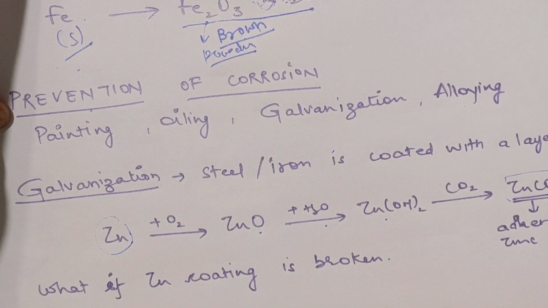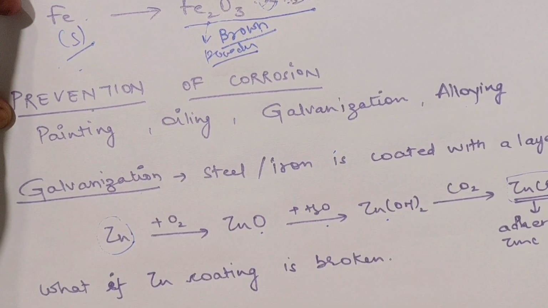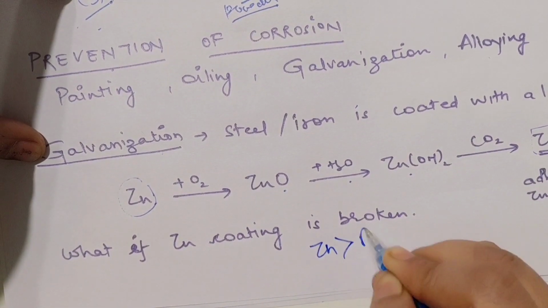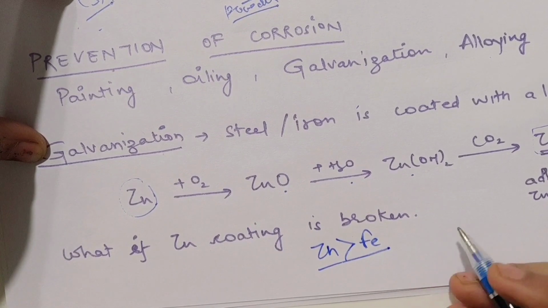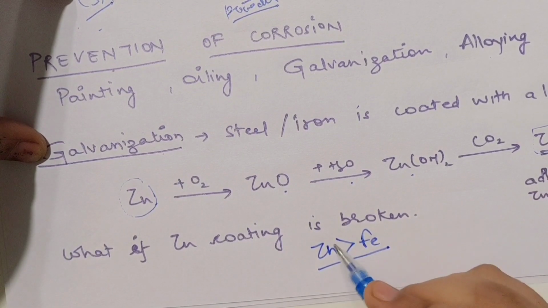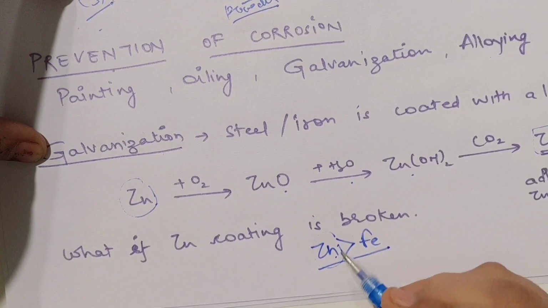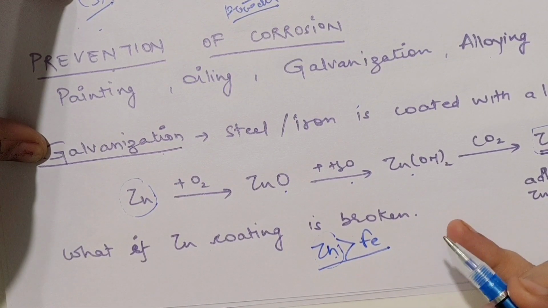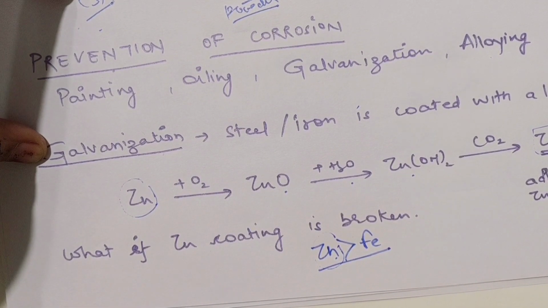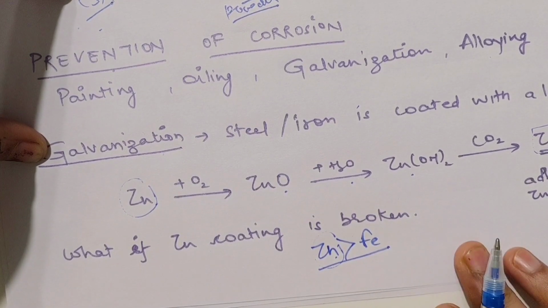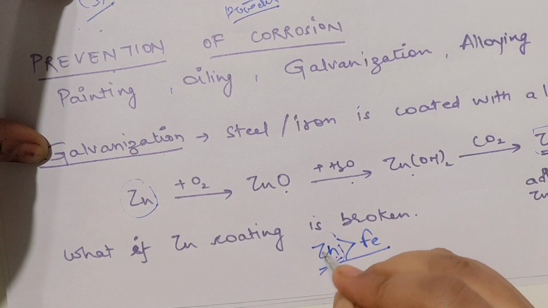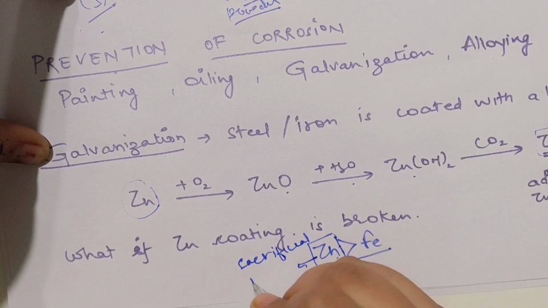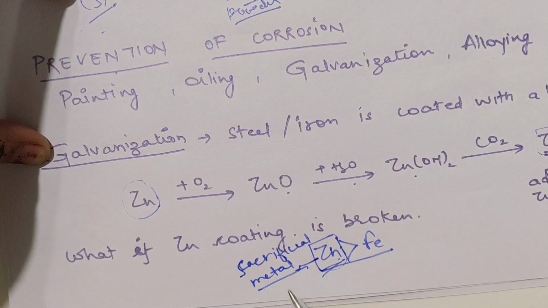That's not why we use zinc. We use zinc mainly because even if the zinc coating is broken, iron would still not get rusted. That is because zinc is more reactive than iron. When the zinc coating is broken, zinc and iron both are exposed to air. Now, zinc being more reactive will get preferentially corroded. And since zinc is getting corroded and not iron, iron is protected, therefore the structural integrity of the building is protected, right? So this is why we use galvanization. In galvanization, this is why we use zinc. Zinc, because it gets preferentially corroded, is called a sacrificial metal, because it sacrifices itself for iron.